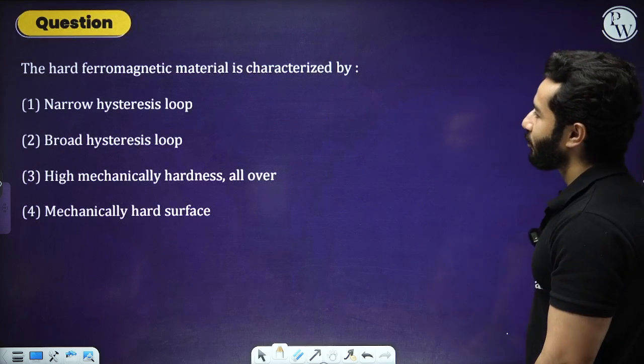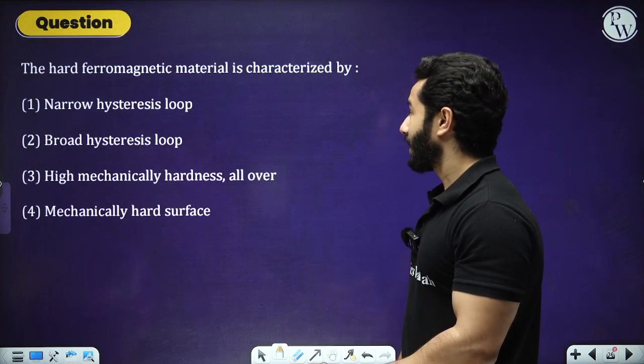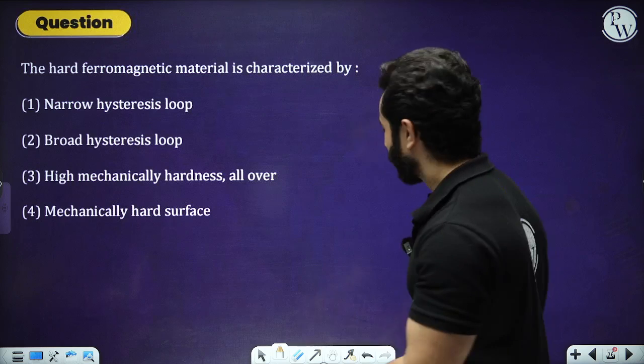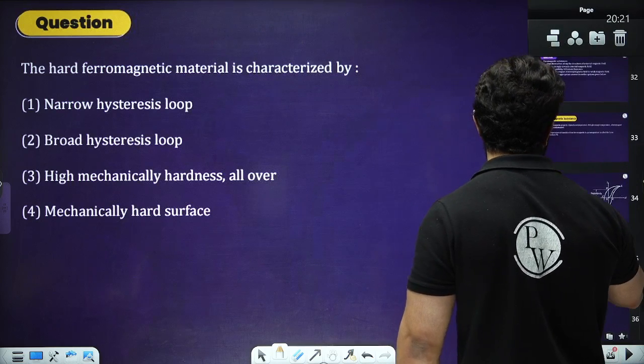Acha, hard ferromagnetic materials are characterized by, we are talking about the hysteresis loop. So first let's cover the hysteresis loop, then we are going to talk about it.